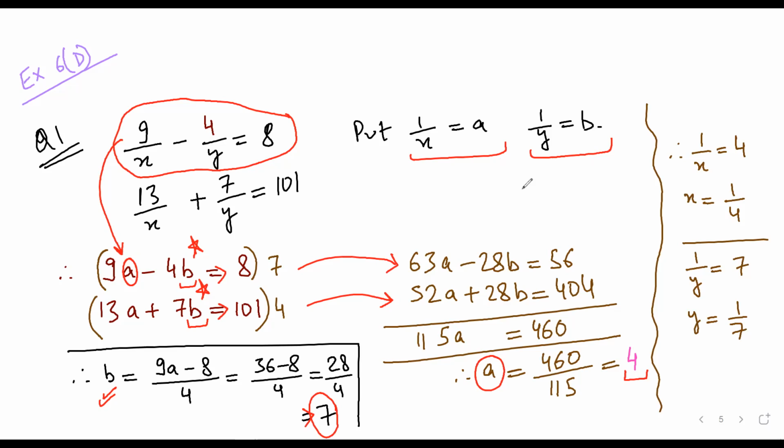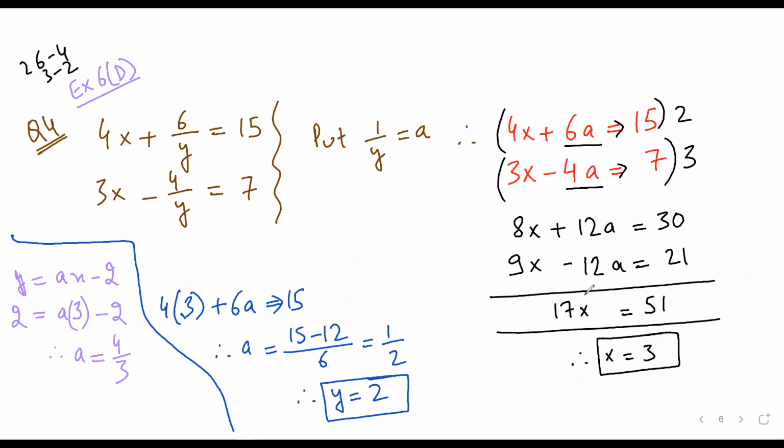And then I realize that 1 upon x is equal to a. So therefore 1 upon x is equal to a, x is equal to 1 by 4, and 1 upon y is equal to b. My b was 7, so y becomes 1 upon 7. Any doubt? No, sir.